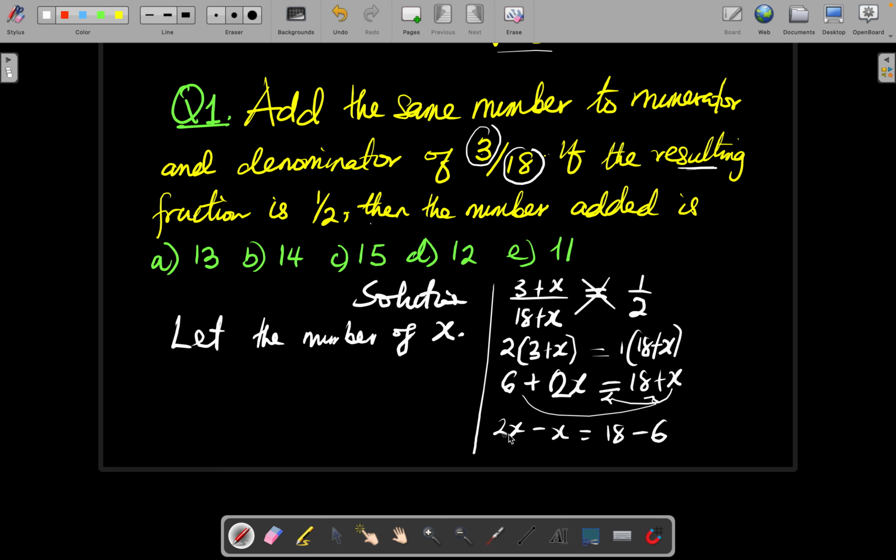So you know say 2X minus X will just give you X equal to, everybody tell me for comment section, 18 minus 6. 18 minus 6 now, wetin? 12. Find this option now, that 12 dey there.